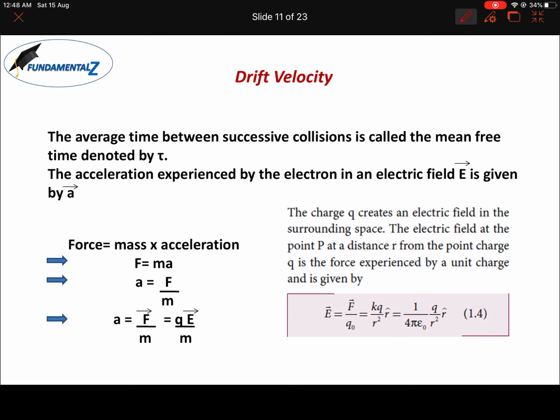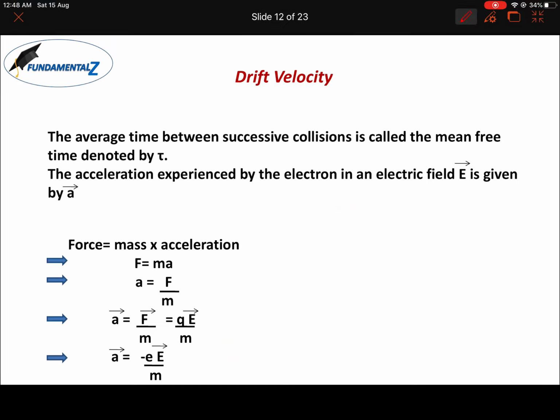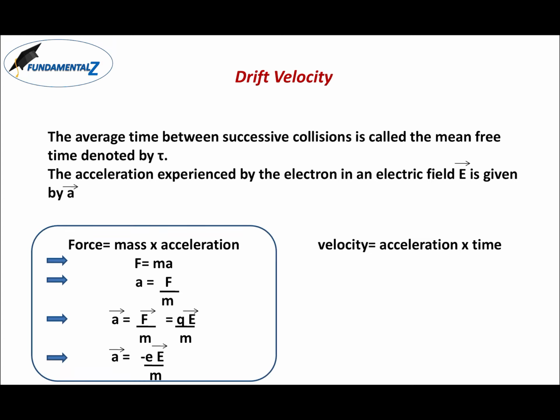So here Q is charge, and in particular what is that charge? Electron, negative charge. So I am going to represent the electron as minus e. So a is equal to minus e into electric field divided by m. This is my acceleration. Now I have to connect my acceleration with velocity.